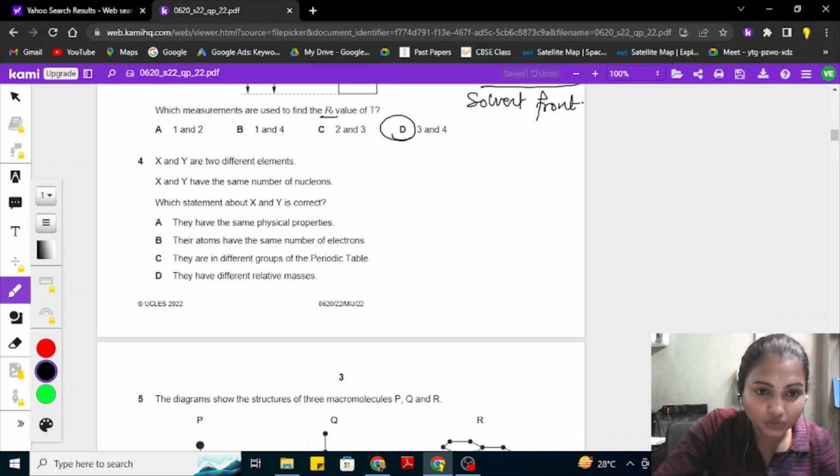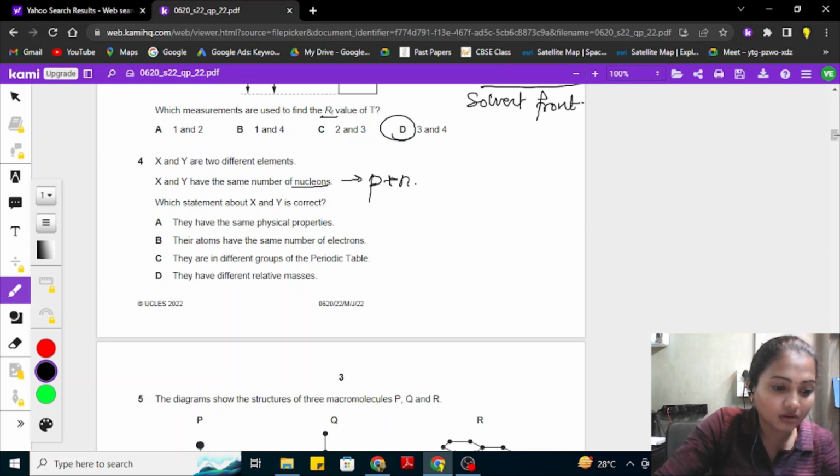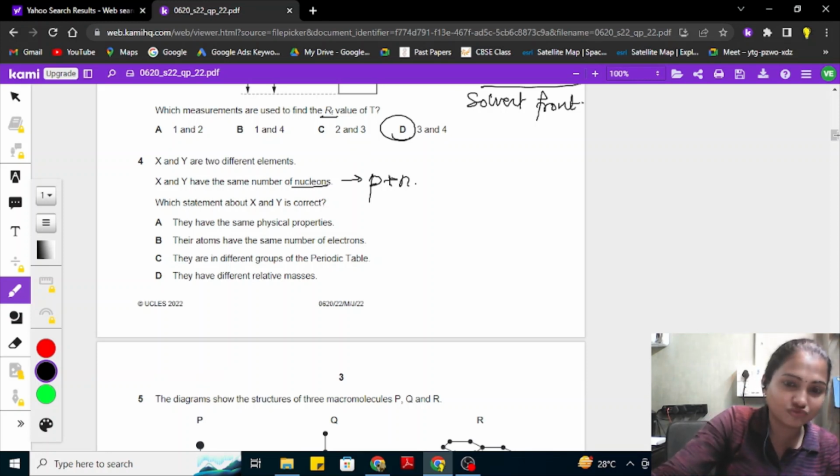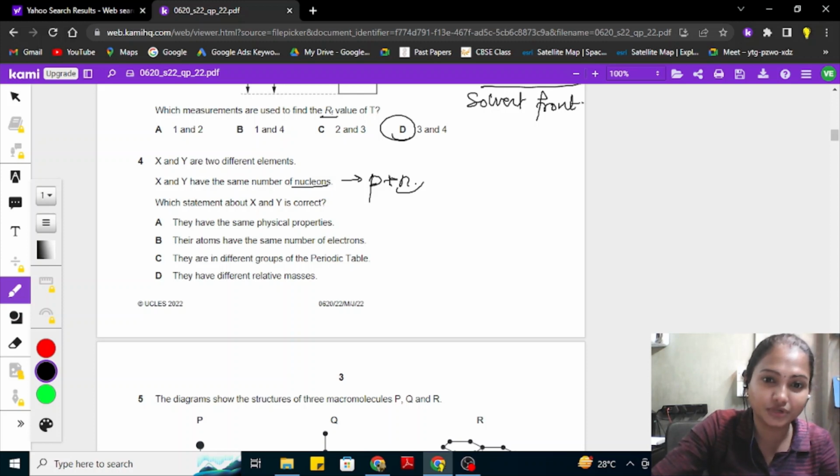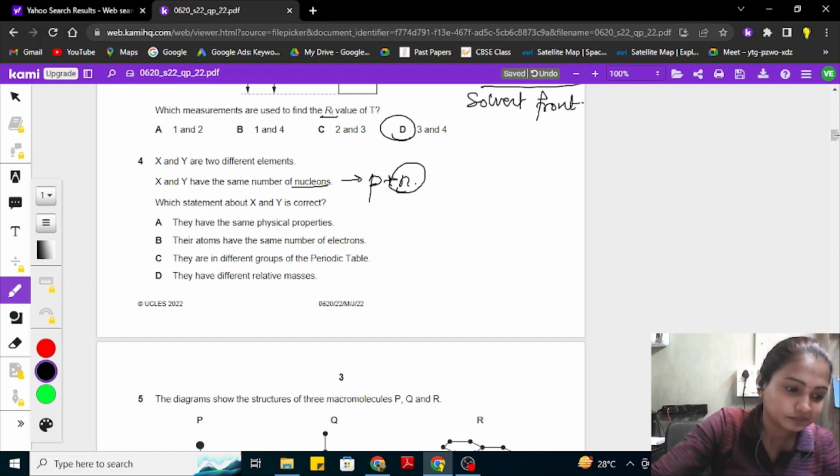X and Y are two different elements, the fourth question. X and Y have the same number of nucleons. Nucleons is nothing but the number of protons and neutrons in the nucleus of an atom of an element. Which statement about X and Y is correct? Let's see. They have the same physical property. Okay. Their atoms have the same number of electrons. It is not always mandatory. We're talking about neutrons, it will vary. Protons and electrons, if they are the same, we can say they have the same atomic number, but not necessarily.